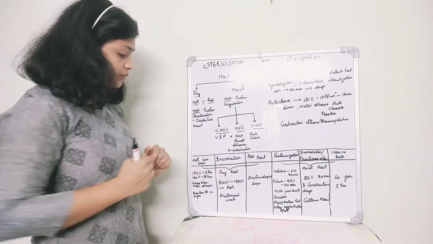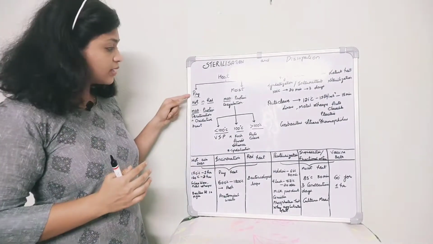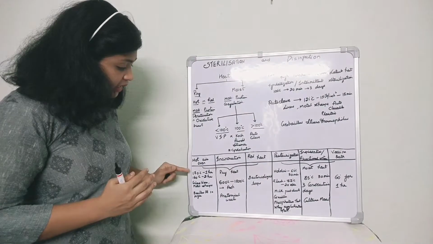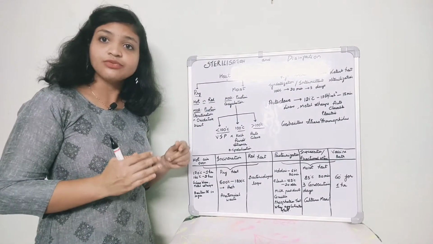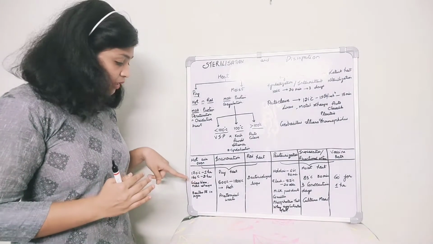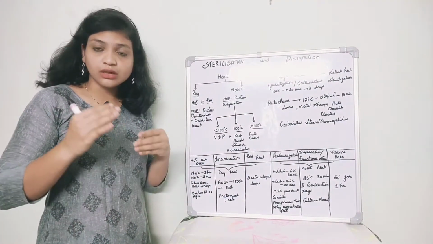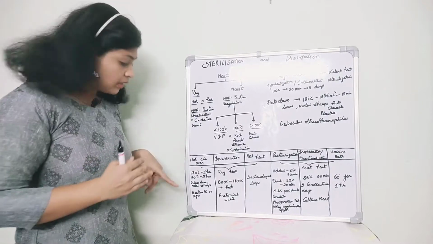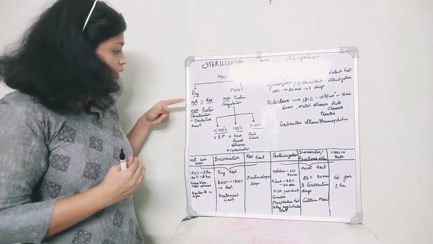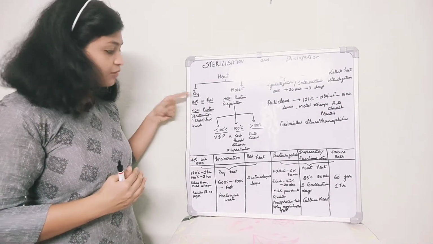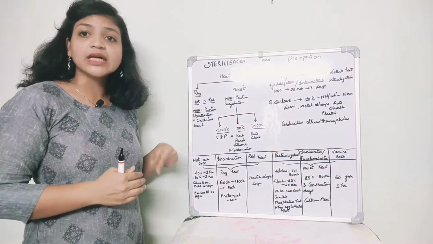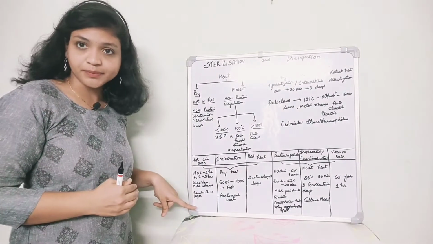Okay, coming to the first one, hot air oven, which is under dry heat. Here the process is we heat at 170 degrees Celsius for 1 hour and at 160 degrees Celsius for 2 hours. The substances done here are glassware and metal sharps. For these items we do hot air oven, and the quality control agent here is Bacillus atrophaeus subspecies niger.